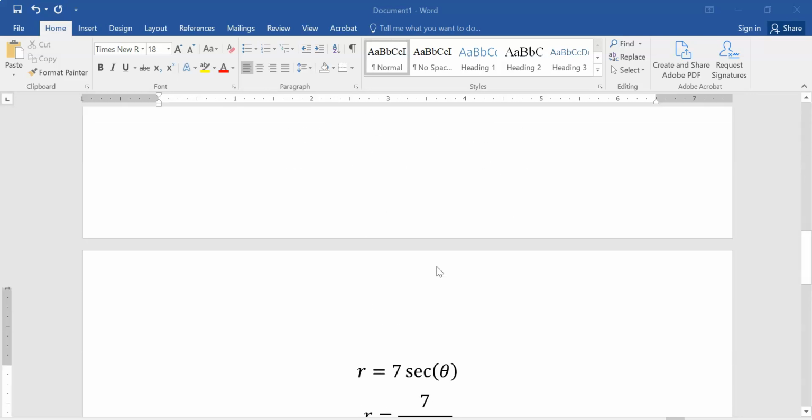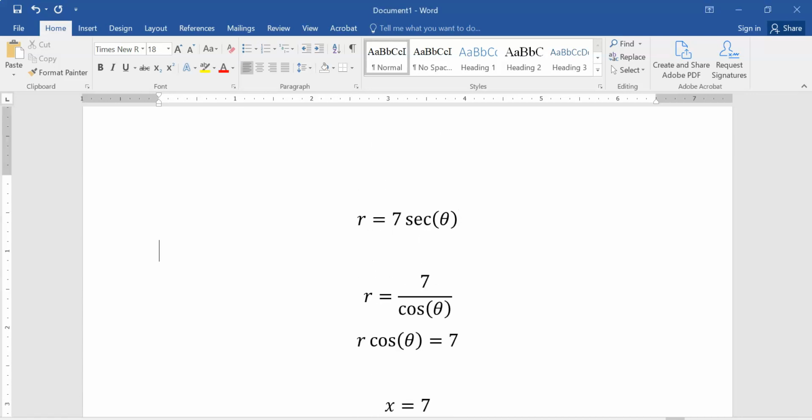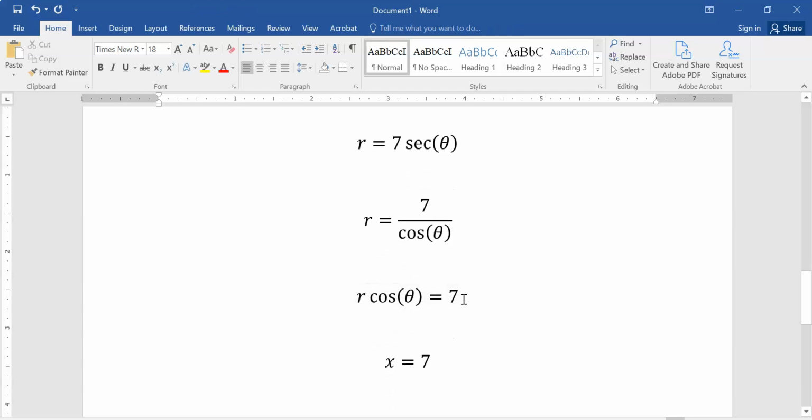But in this case, we have r equals 7 times secant theta. What's going to make the most sense in this case is to rewrite secant theta as 1 over cosine theta. So we get r equals 7 divided by cosine theta. Then, if I am willing to multiply both sides by cosine theta, I end up with an r cosine theta equals 7. And I can simply replace the r cosine theta with the letter x, right? R cosine theta replaces with the letter x.